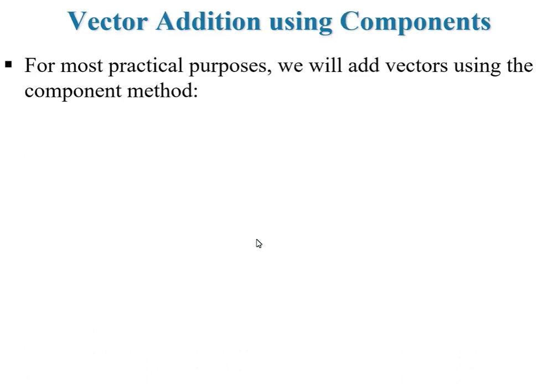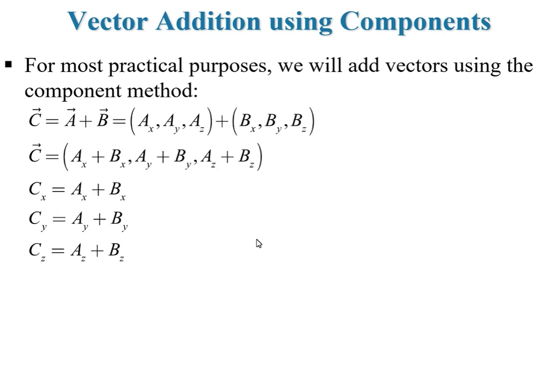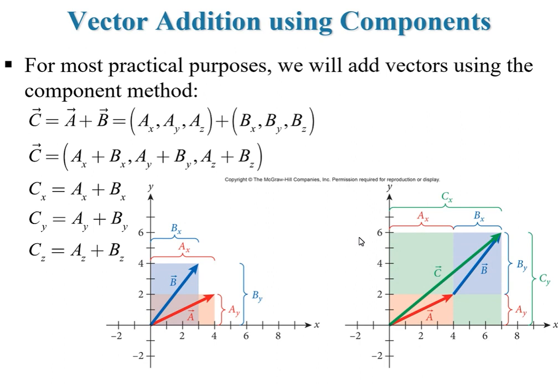So for most practical purposes, we will add vectors using the component method. So if we are given, for example, a coordinate system or in the form of XYZ components, you just add all the X components, all the Y components, and all the Z components. So in order to get that, you have A with XYZ and B with XYZ. So you add the two X, AX plus BX, all the Y, AY plus BY, and all the Z, which is AZ plus BZ. That's how simple it would be.